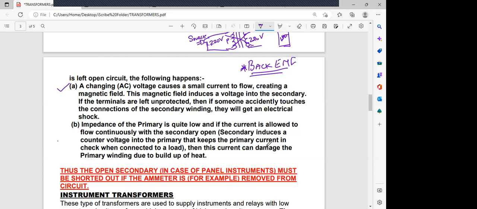Then if it is disconnected from your secondary, this current is now not going to be there, and your normal primary current, if your load is disconnected, will now shoot up and cause your primary winding to get burnt out. Okay? Everybody clear?